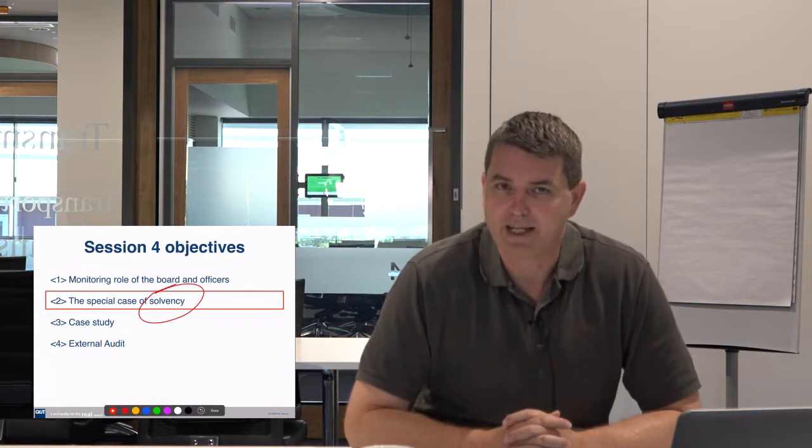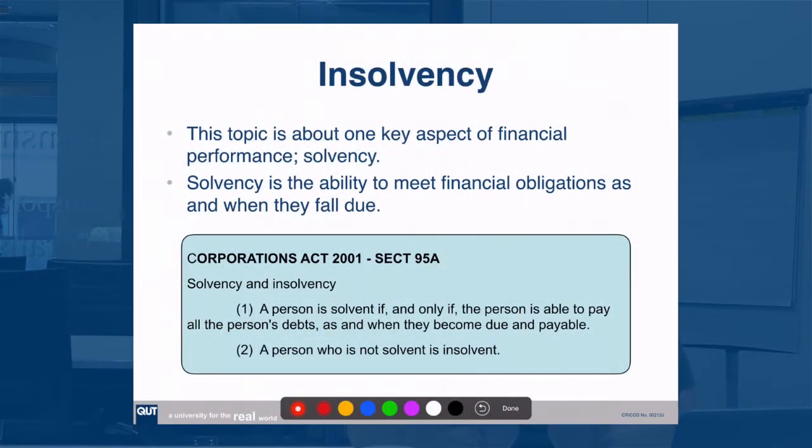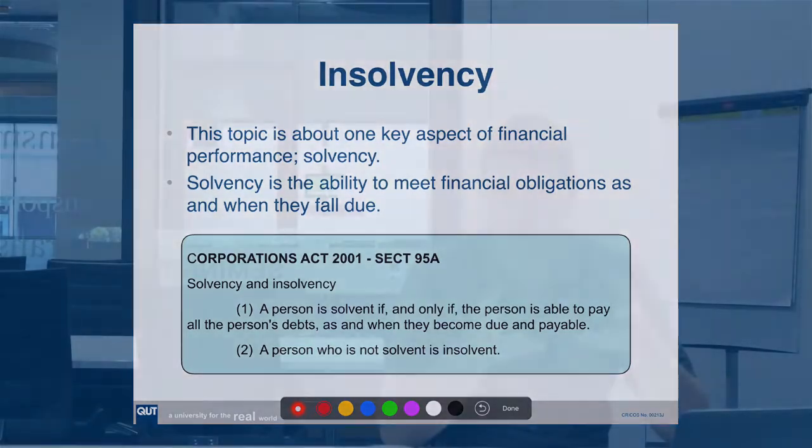Solvency is about being able to pay your debts as and when they fall due. So it's not about profitability, although profitability is most often tied to solvency. It's not about performing well or performing badly. It's purely about, can you pay your debts as and when they fall due? So in many ways, it's a cash flow test.